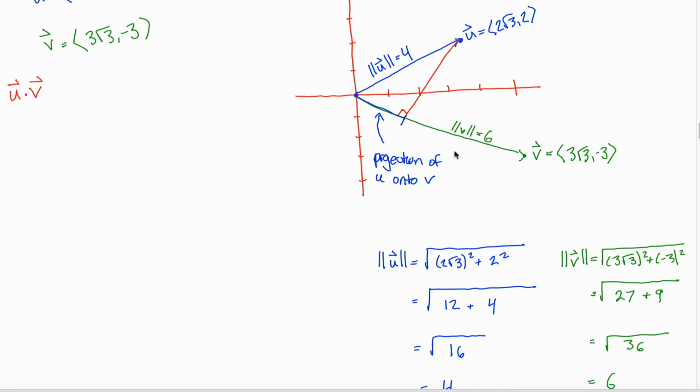Remember, the dot product is not the product of the magnitudes of the two vectors. It's the product of the magnitude of the projection of one of the vectors onto the other one and the magnitude of that vector. In other words, it's this 6 times however long this little line in blue is. How long is this little line in blue?